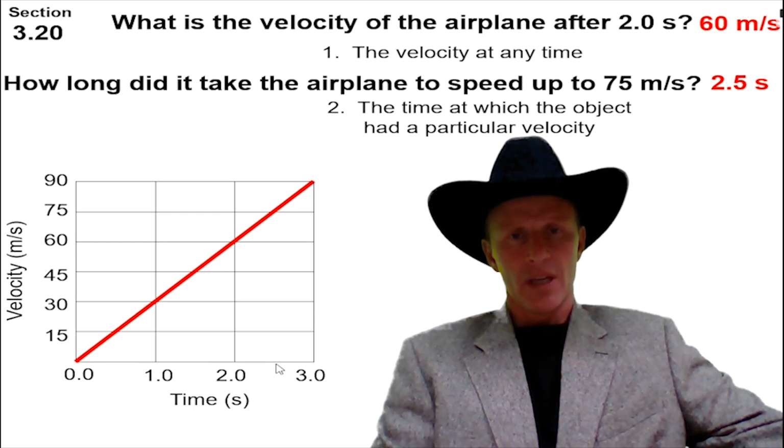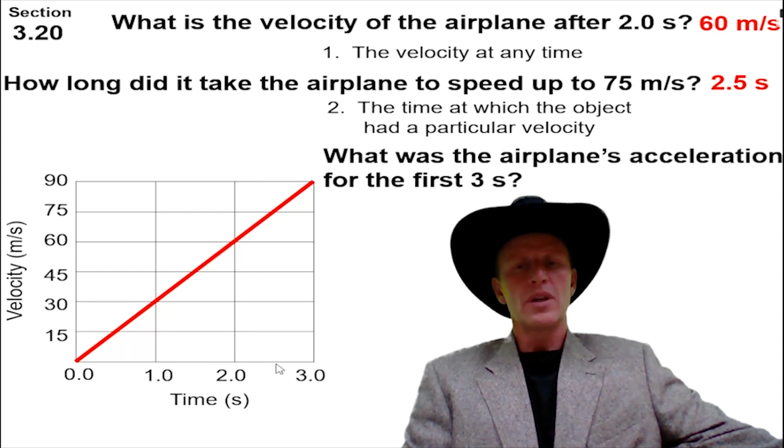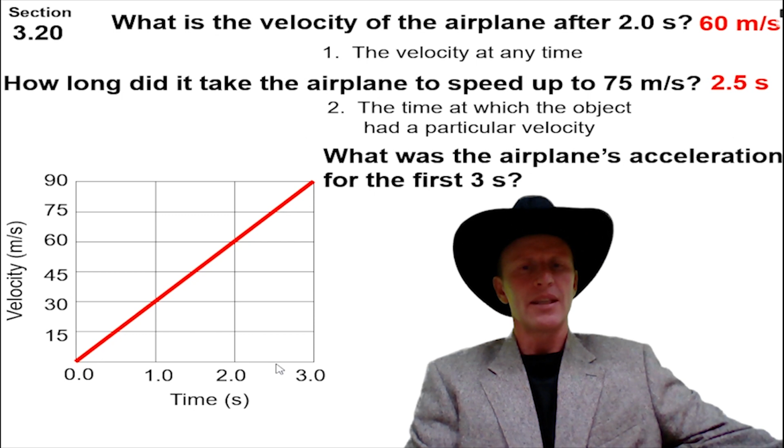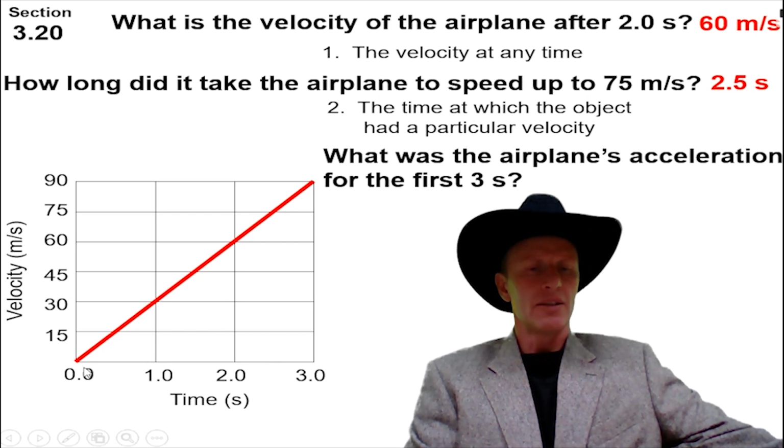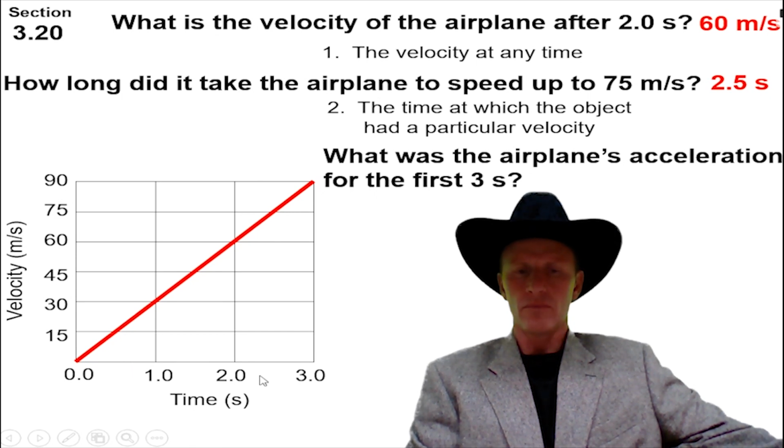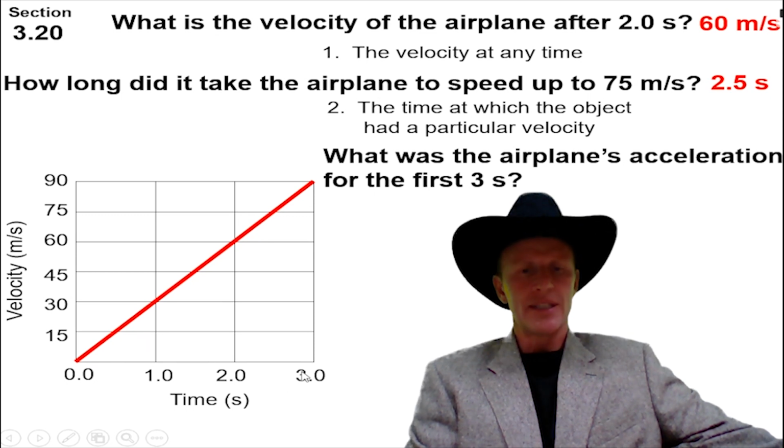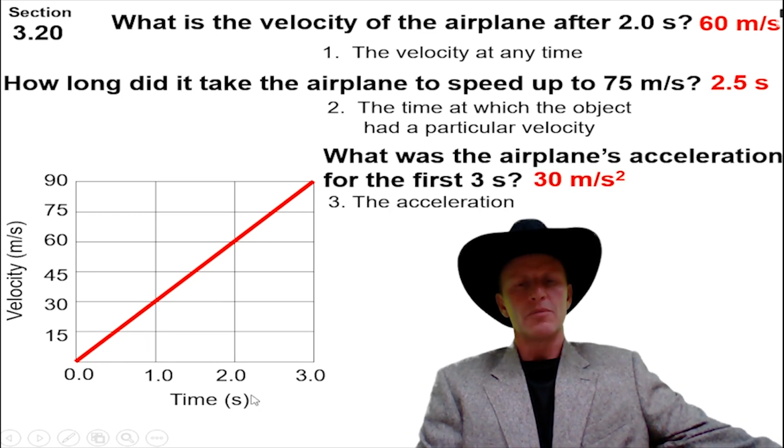The third question is what is the acceleration during the first 3 seconds? And that is found by calculating the slope of the line given the time interval. So for the 3-second time interval, we're going to take the rise measured with the vertical scale, which would be 90 meters per second, divided by the run, which is 3 seconds. So 90 divided by 3 would be 30 meters per second squared, and that would be the acceleration.